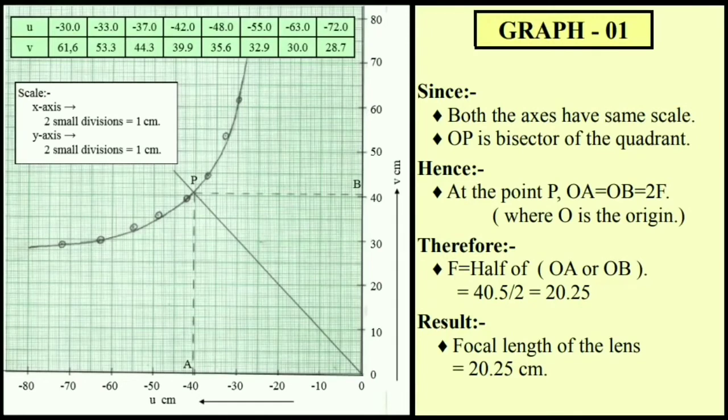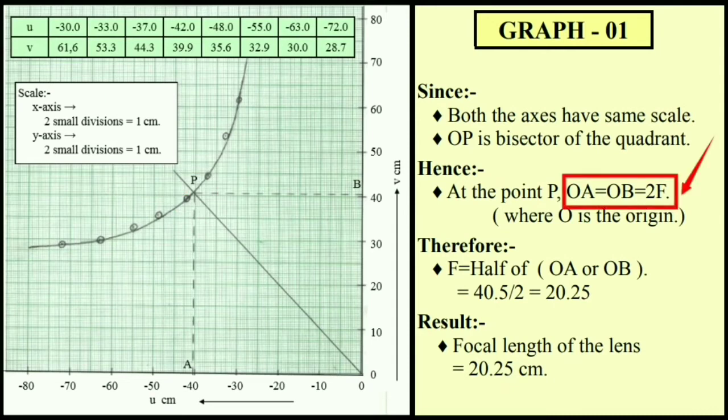Graph number 1. This graph is plotted between u and v, the object distance and the image distance, where object distance is on the x-axis and image distance is on the y-axis. And since OP is the angle bisector in this quadrant and point P lies on the graph, hence it becomes a part of the observation where u is equal to v, and this is possible if the object and image are at 2f.